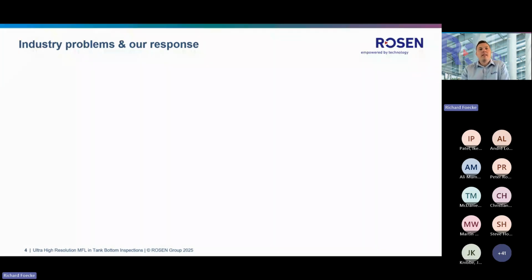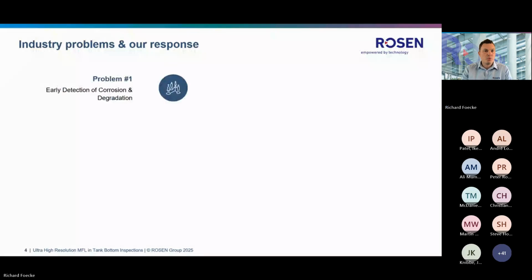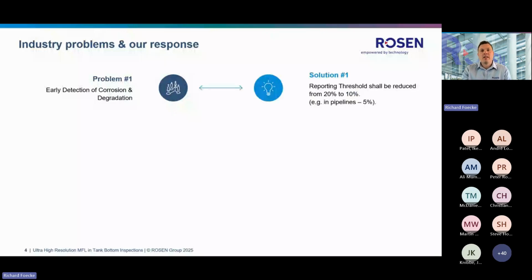Let's have a look a little bit at the industry problems and our responses to it. So the first problem of an asset owner or an operator is typically the early detection of corrosion and degradation. Of course, we want to know as early as possible if there's corrosion present and how it progresses. So therefore, the solution is to reduce the reporting threshold from 20% to 10%. In the pipeline business, this has been done even down to 5% already.